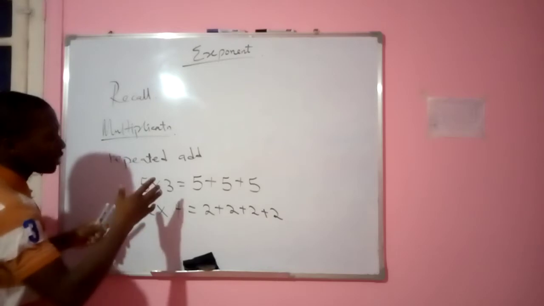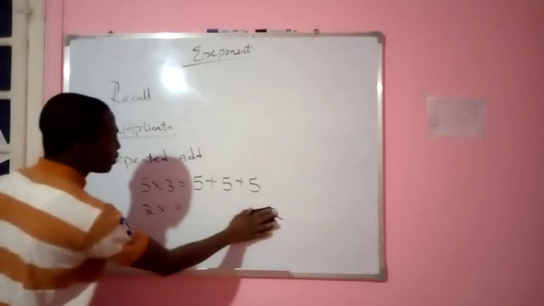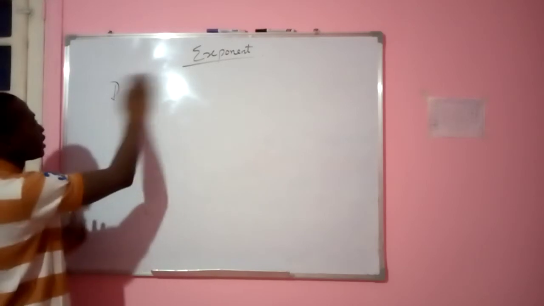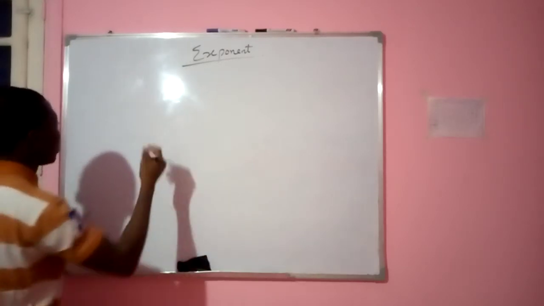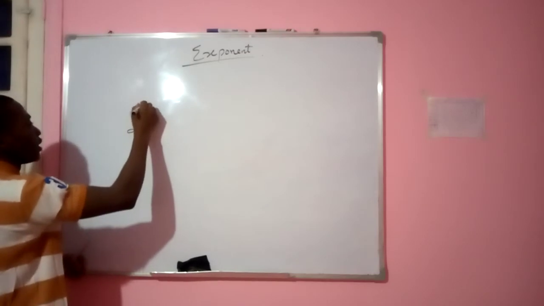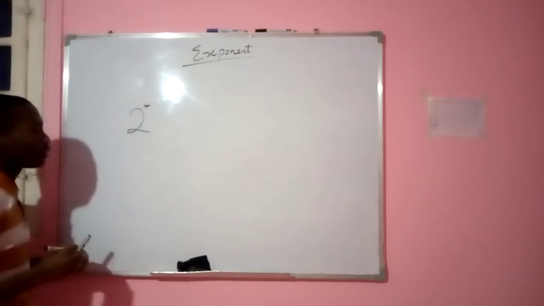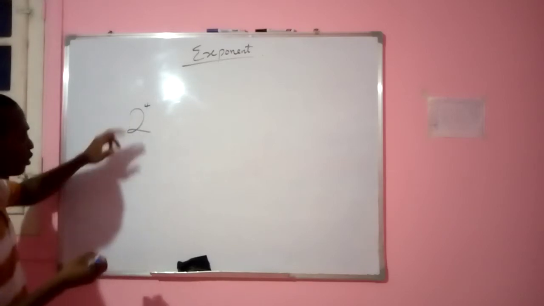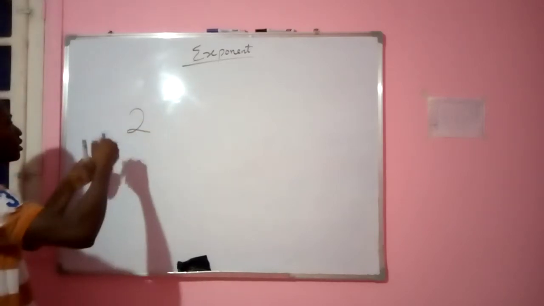So the same way for the exponent. The same thing for the exponent, except that the exponent is repeated multiplication. We have a number written like this. For instance, we have 2 and we have 4. The number at the bottom is called the base.